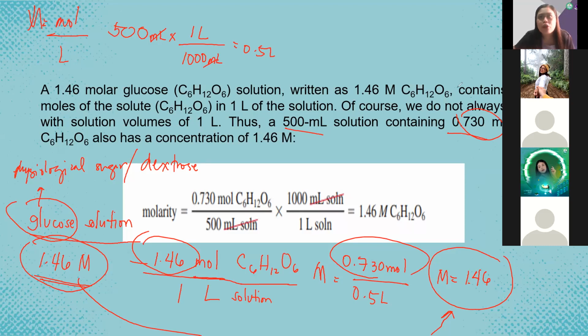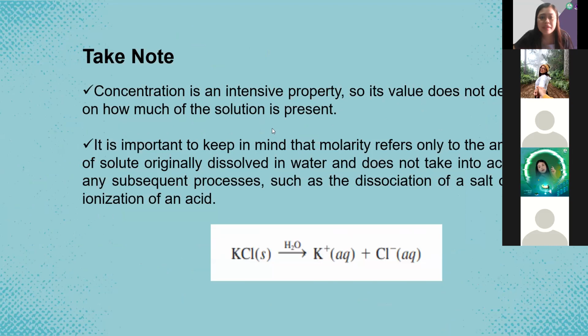So in the laboratory, we can actually adjust. If we want to make 500 mL of the solution, we will just adjust the amount of solute. If we want to really make 1 liter of the solution, then we will stick with the original amount of solute to be dissolved in the solution. So these are just additional things that you need to take note about concentration.